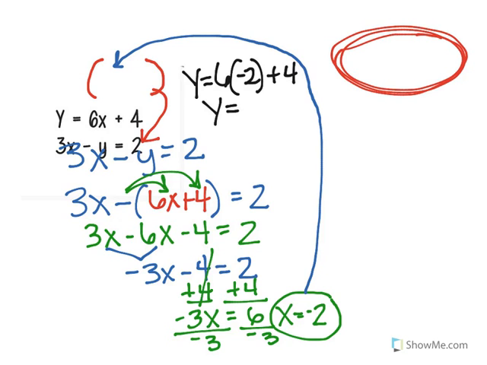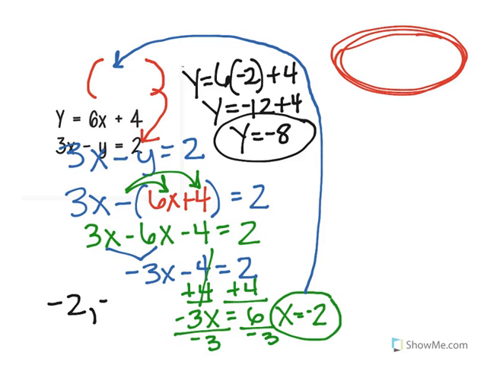So I have y equals 6 times negative 2 is negative 12 plus 4. And we know negative 12 plus 4 gives us a negative 8. So my coordinates, when I solve the system using substitution, are negative 2 for x, negative 8 for y. And this is the same answer that I got whenever I graphed, which it should be the same answer because we are solving the same systems, but we are just using different methods.